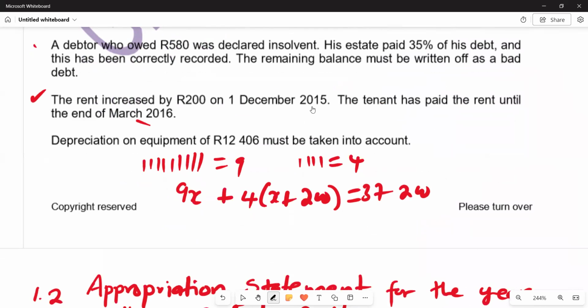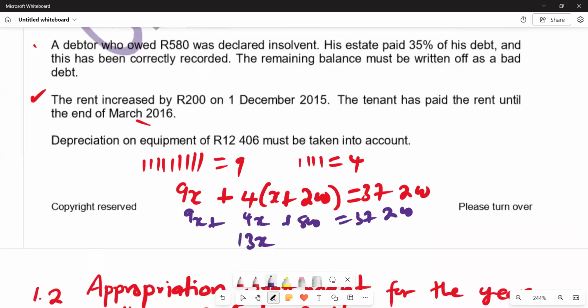So we can just work it out within that context. Now, if we remove brackets, it becomes 9x plus 4x plus, here it becomes 800, equal to 37,200. Then we group like terms, whereby 9x plus 4x becomes 13x equal to 37,200 minus 800. The 800 goes to the other side. Obviously, it's going to be a negative.